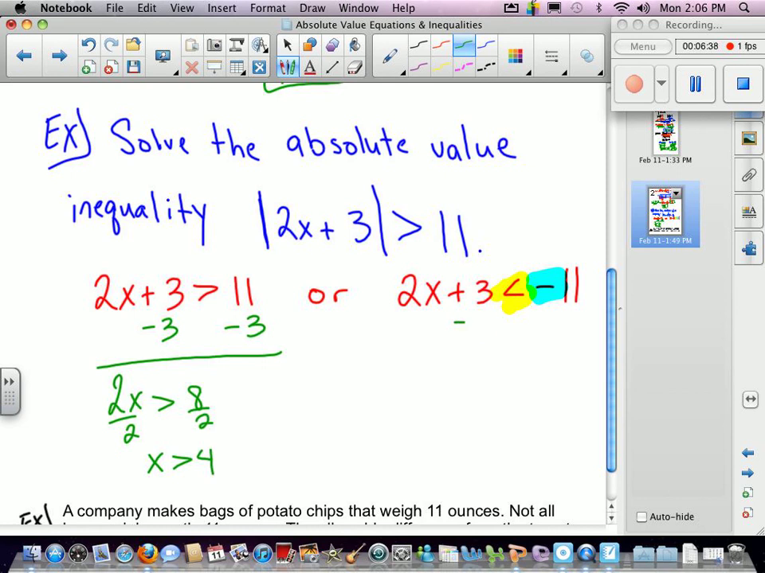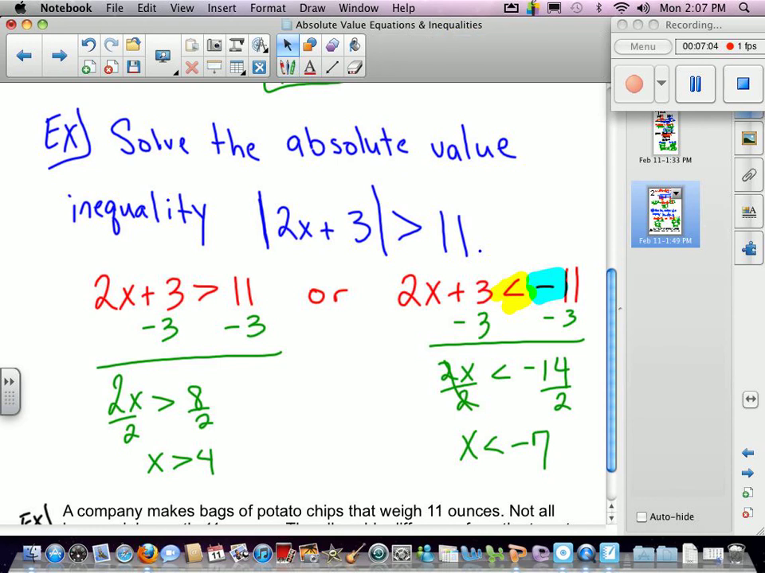On the other side, do the same thing. Subtract 3. That way 2x is less than -14. Divide by 2 on both sides. Maybe x is less than -7. Okay, so even though the 14 was negative, because we divided by +2, we're not going to switch the inequality back. Okay, we would only do that if we were dividing by a negative number on both sides.